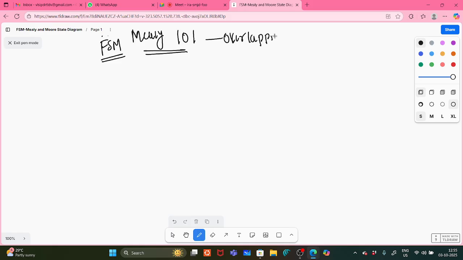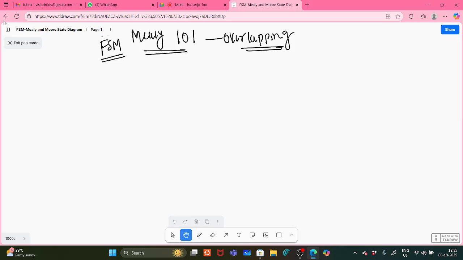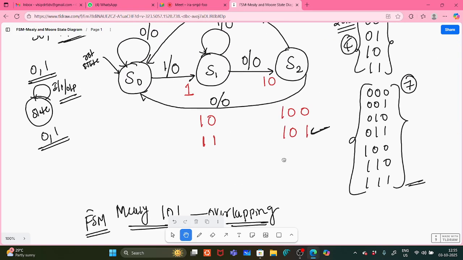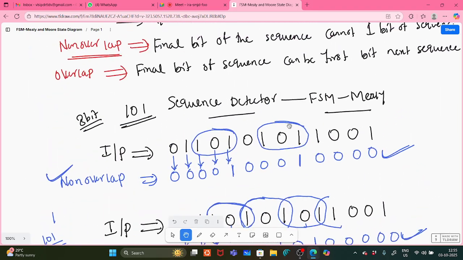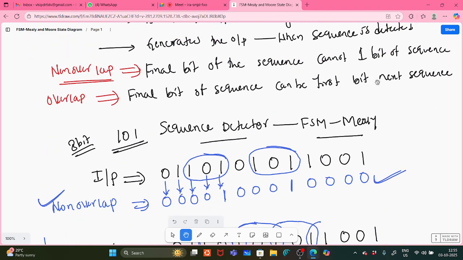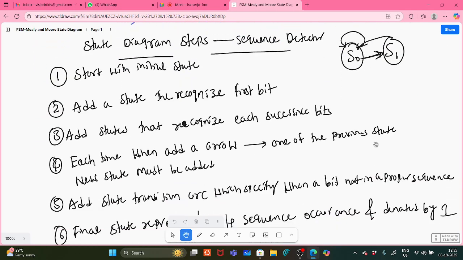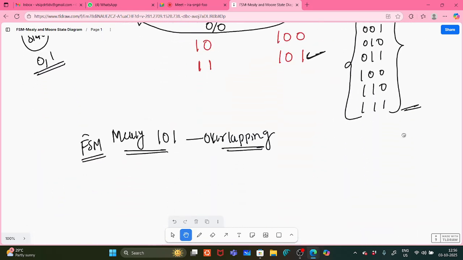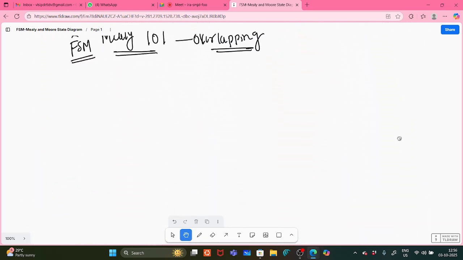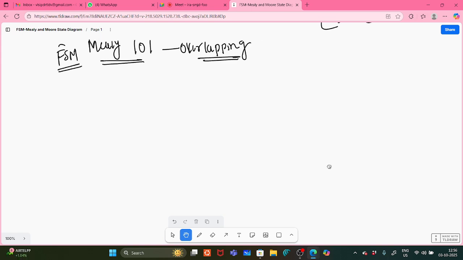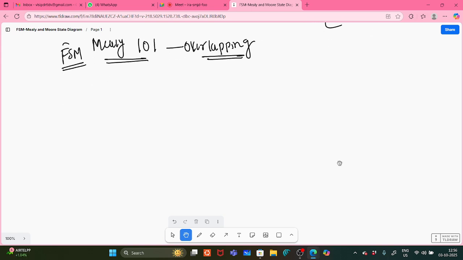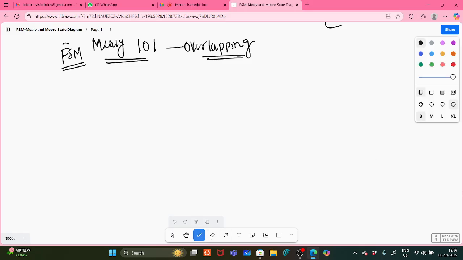So what is an overlapping sequence? As we already saw in the Mealy machine, the final bit of the sequence can be the first bit of the next sequence, okay. So it can overlap. We'll draw it and observe the difference between Mealy overlapping and non-overlapping. I'm drawing for the same thing, the 101 sequence only.